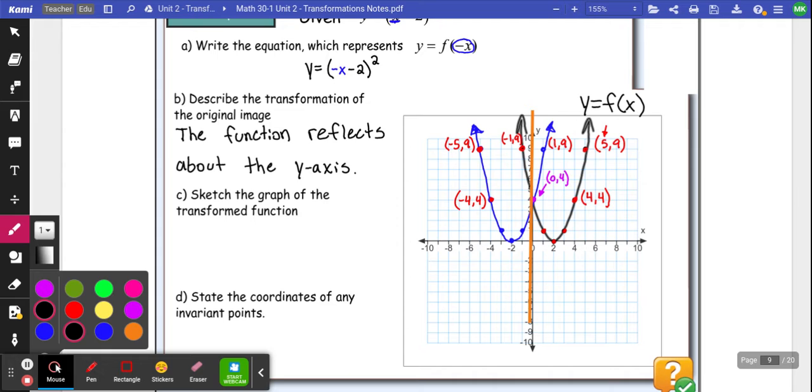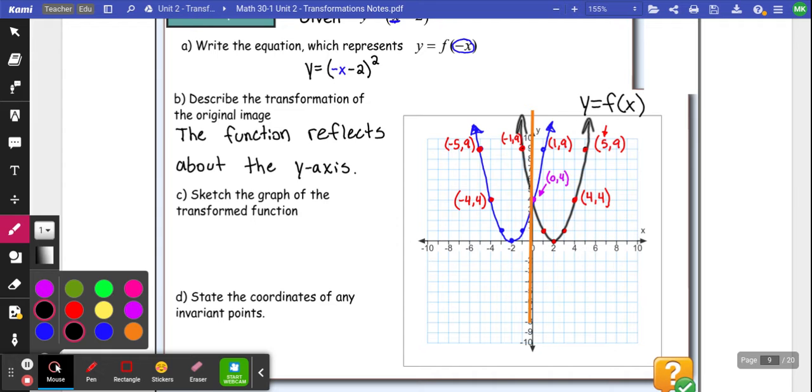Notice that it's the x values that changed, though. I reflected over there. That means my x values changed. My y values did not change. They stayed the same. 5, 9 became -5, 9. Y value did not change.